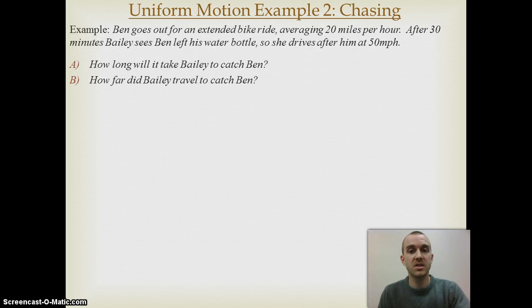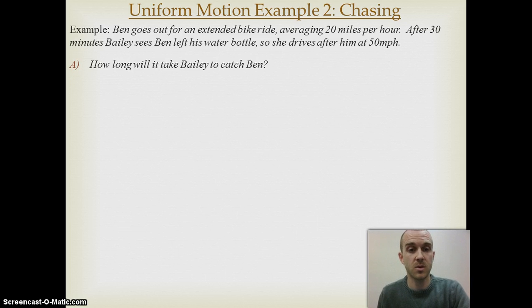Now let's look at another example that you can see with uniform motion, which is this idea of catching up or chasing. So say that Ben goes out for a bike ride going about 20 miles an hour. And after 30 minutes, Bailey sees that Ben left his water bottle. So she goes after him because she doesn't want him to get dehydrated, and she's able to go 50 miles an hour. So two problems you may see is how long will it take Bailey to catch Ben, so a time, or how far did Bailey have to travel to catch Ben?